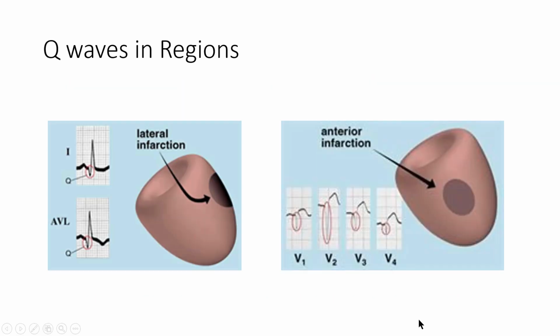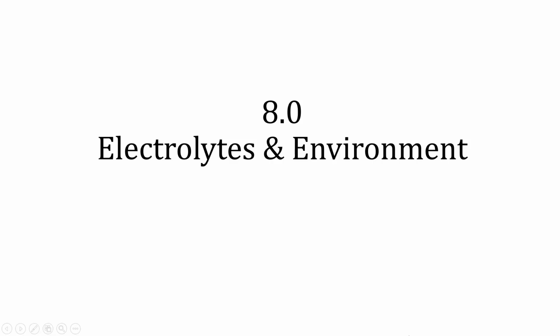MI. And just a reminder that Q waves, just like ST segment depressions and ST segment elevations, can show up in various regions according to coronary anatomy, whether it be a lateral set of Q waves, an anterior set of Q waves, or whatever. Next up is going to be 8.0 electrolytes and environment.